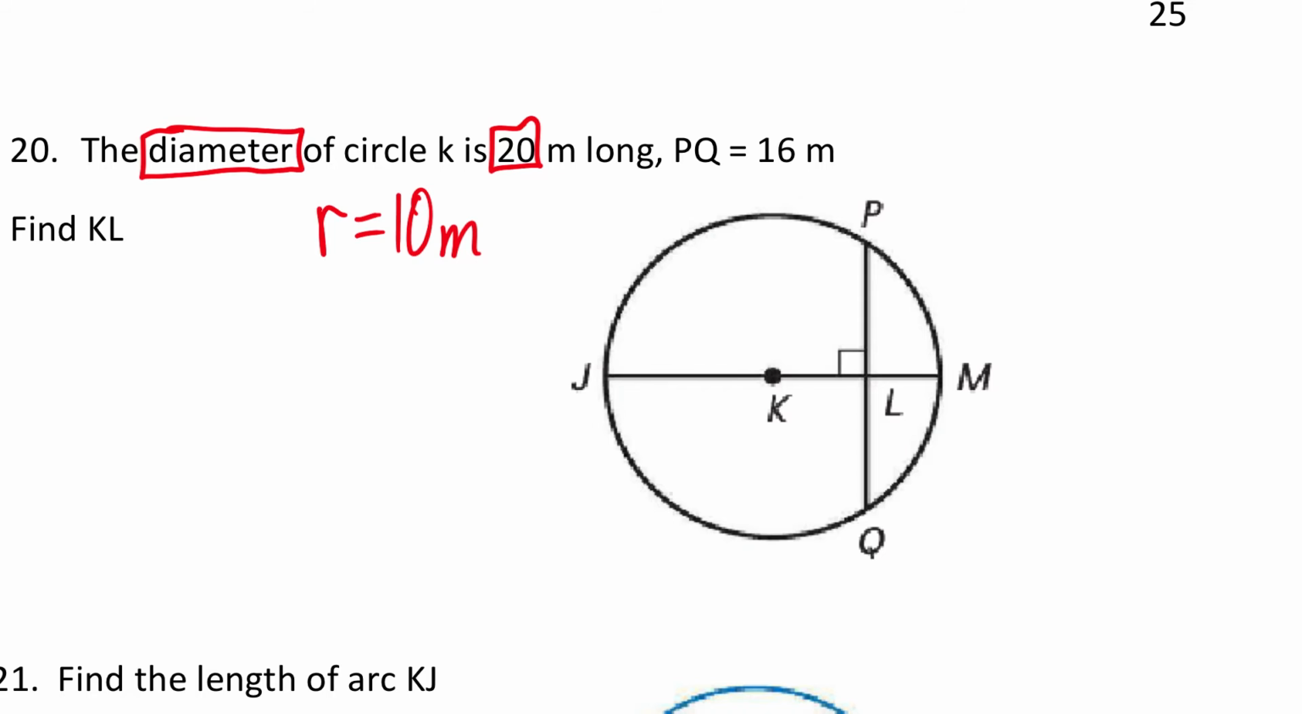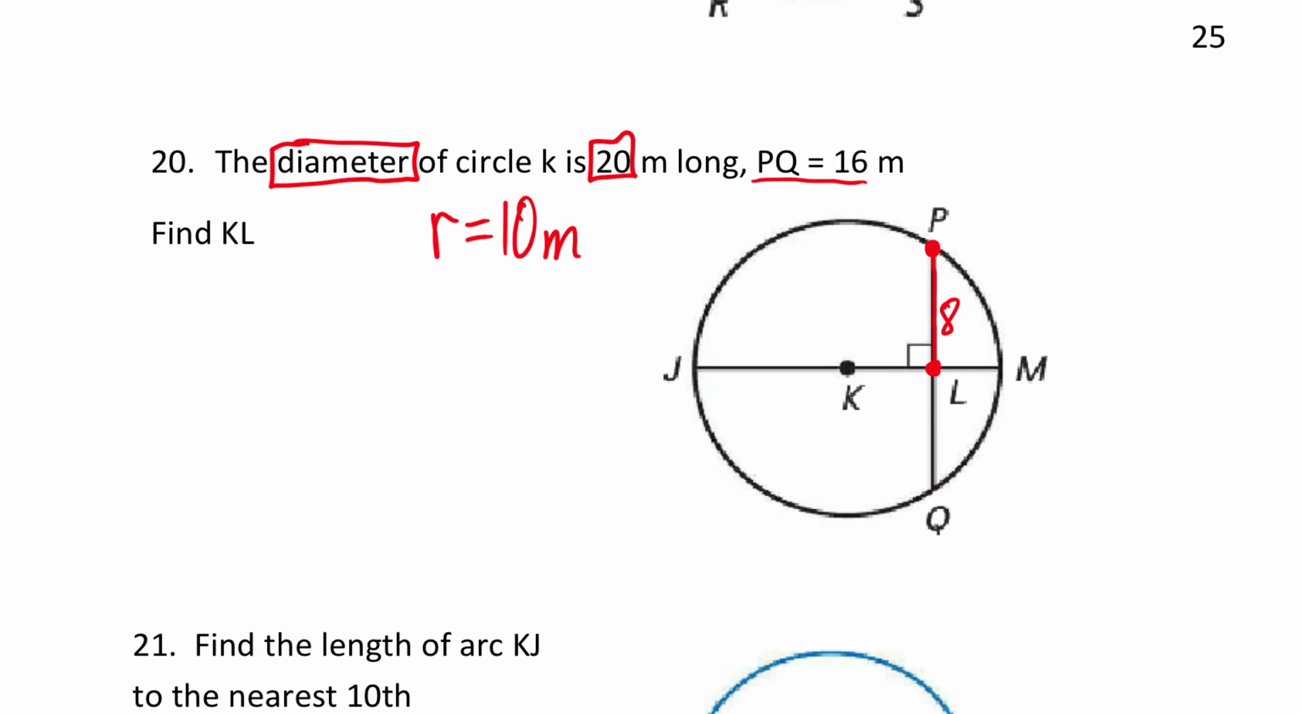Next, it says that PQ is 16. So all the way from P to Q is 16. How far is it from P to L? If all the way from P to Q is 16, half of that is 8. Now, it says to find KL, so what I'm looking for is from here to here, K to L. That's where my x is going to be.